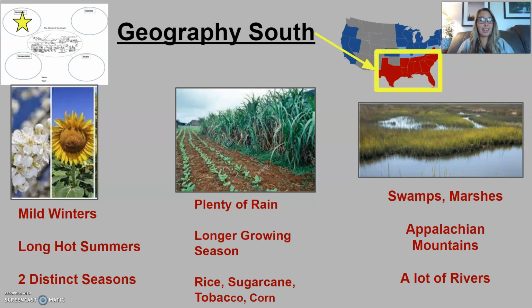So they have mild winters and long, hot summers, temperatures that go above in the 90s and are humid. And that is more true for the South than the North. So 2 distinct seasons. In the South, there's also plenty of rain, so they're able to grow crops for longer parts of the year. They also have better soil, so they can grow things like rice, sugarcane, tobacco, and corn. There's also a lot of swamps and marshes in the South. There's the Appalachian Mountains, and then there is a large network of rivers that connect, which we'll see how those play into the transportation in a little bit.